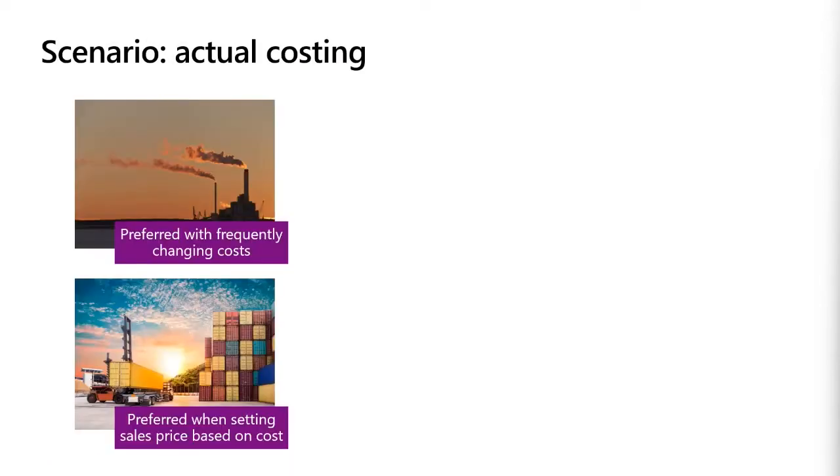Now, let's take a look at some scenarios and decision factors for choosing actual costing. Aside from regulatory requirements that might force an organization to use a specific costing method, actual costing methods are typically preferred when you have costs that change frequently. If the cost of products are increasing or decreasing over time, actual costing will reflect the changes in your cost of goods sold, or COGS, over time as well. Actual costing is also preferred when you set the sales prices based on your cost. You'll want to consider how frequently you update your sales prices based on the speed of your inventory turns and the frequency of the price on your receipts changing.